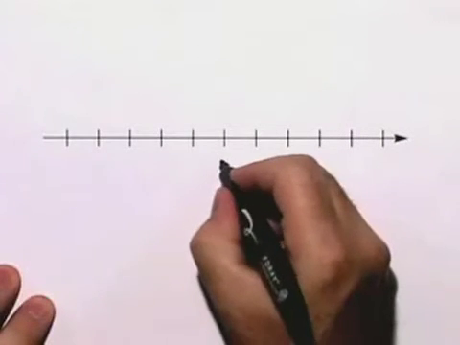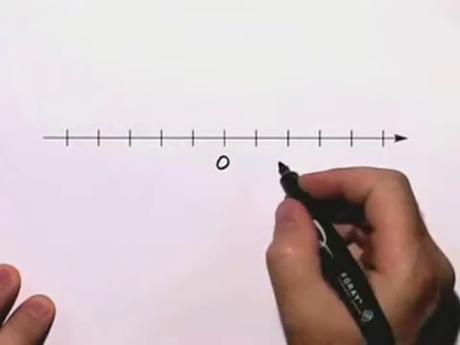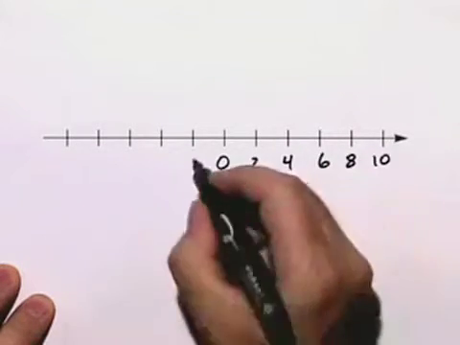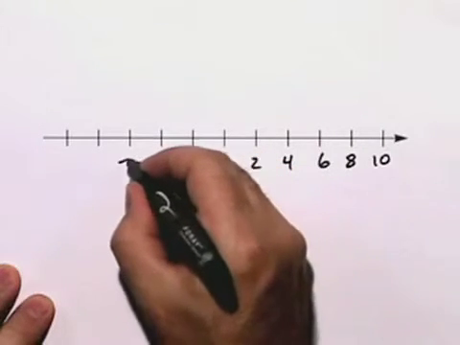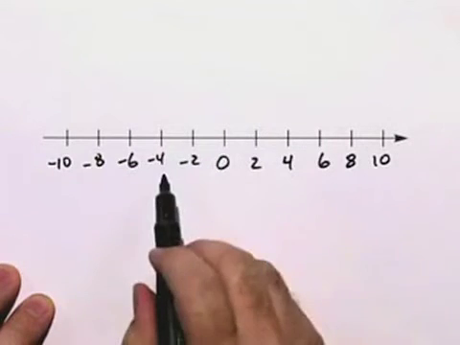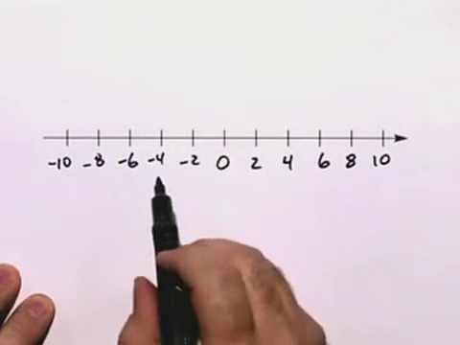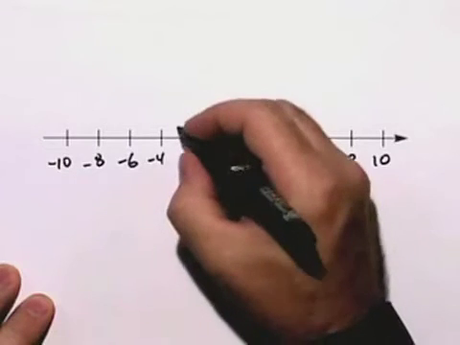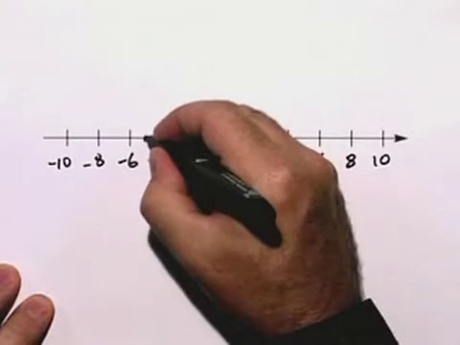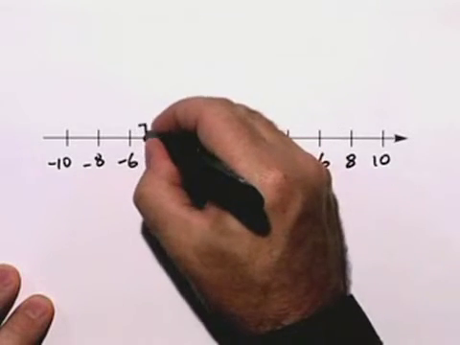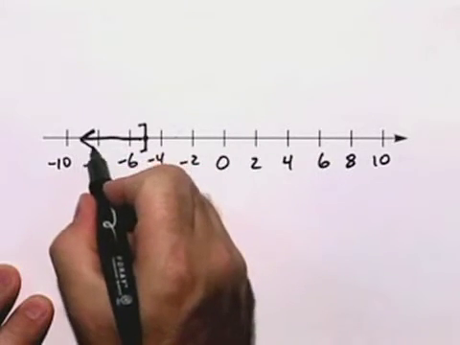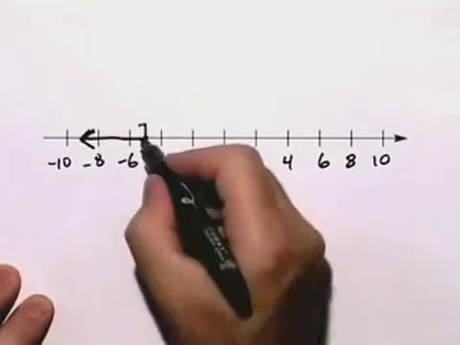So we'll go ahead and use 0 here in the middle. We'll go on a scale of 2. So we'll do 2, 4, 6, 8, 10, negative 2, negative 4, negative 6, negative 8, negative 10. And we had two parts to graph. We have to graph negative infinity to negative 5, including negative 5. And we're going to draw an arrow that points to the left to indicate this goes to negative infinity.